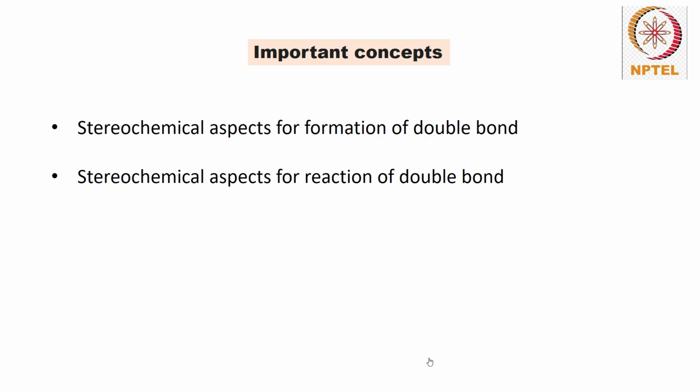So how the stereochemistry of a substrate will affect the formation of a double bond, and after the formation of a double bond, if you want to react that double bond, and if you are adding some chiral reagent, or if there is any chirality in that substrate, how it affects the reactivity of that double bond, I will discuss that.